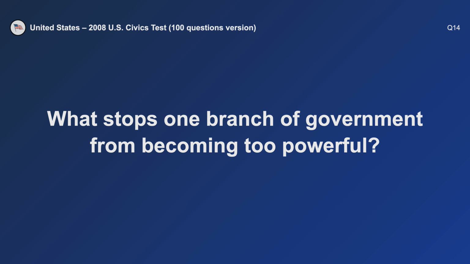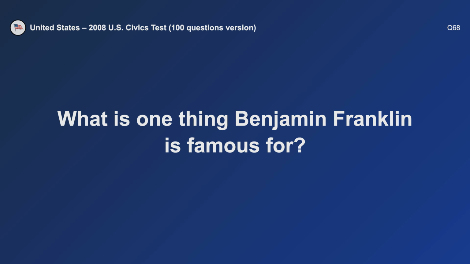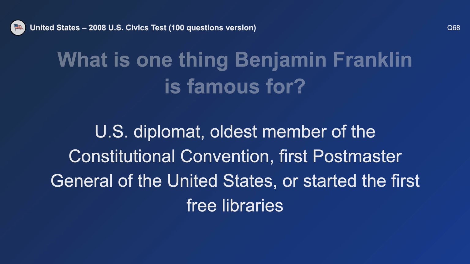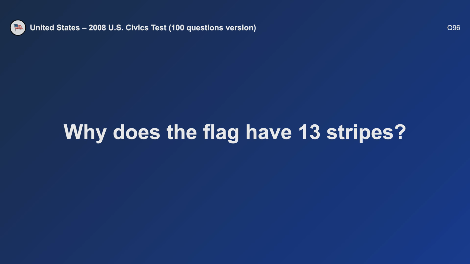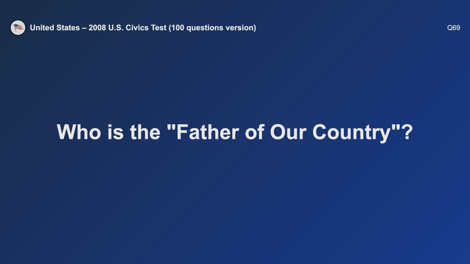What stops one branch of government from becoming too powerful? Checks and balances. What is one thing Benjamin Franklin is famous for? U.S. diplomat. Why does the flag have 13 stripes? Because there were 13 original colonies. Who is the father of our country?